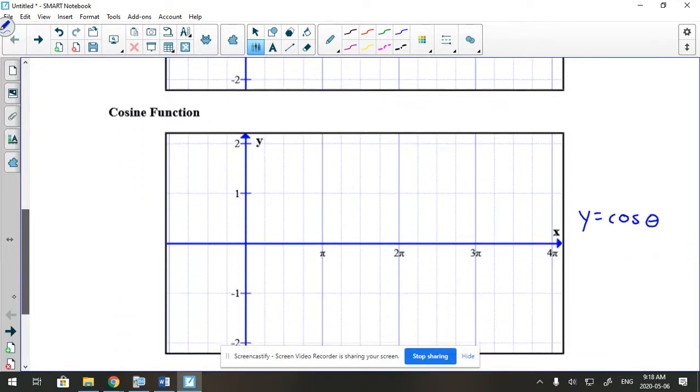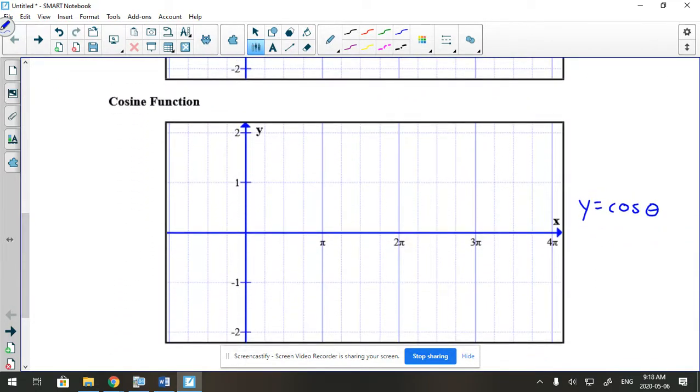And we can do the same for cosine. So y equals cos theta, you're going to use your table of values. You're going to see now it's a similar pattern, but when your theta is 0, your cos is going to be equal to 1, and then pi over 2 will be equal to 0, and at pi negative 1, 3 pi over 2 will be 0, and 2 pi will get to 1 again.